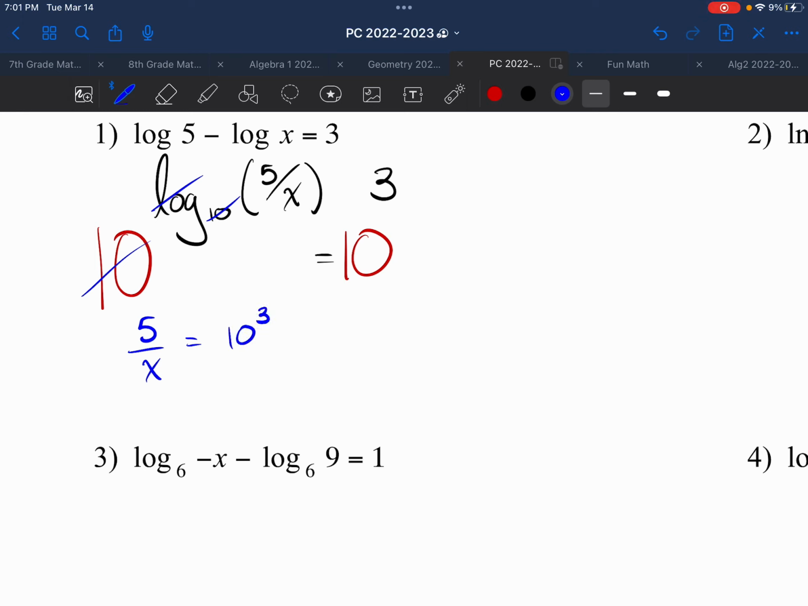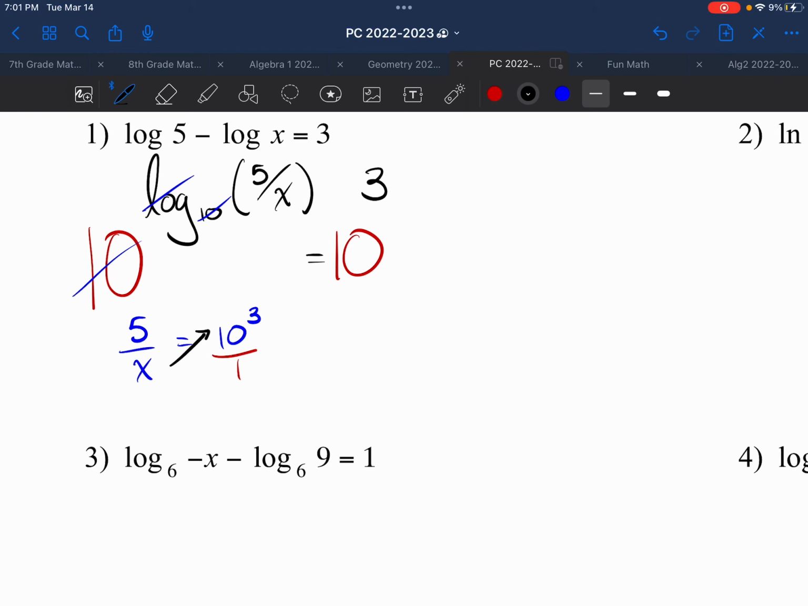And from here, I can rewrite this as 10 to the 3 over 1. And I can interchange my diagonals. I think the way that I'm going to do this is I'm going to switch these diagonals. And this is now going to turn into 5 over 10 to the power of 3 is equal to x over 1, and x over 1 is just x. So there's my final answer.